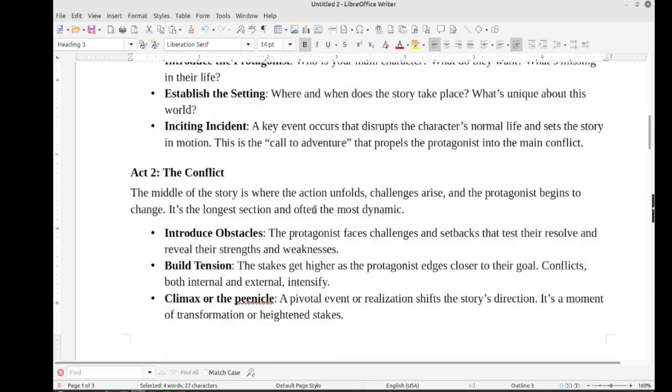The middle of the story is where the action unfolds, challenges arise, and the protagonist begins to change. It's the longest section and often the most dynamic, or the one that includes the most character shifts. So in Act 2, you want to introduce obstacles. The protagonist faces challenges and setbacks that test their resolve and reveal their strengths and weaknesses.